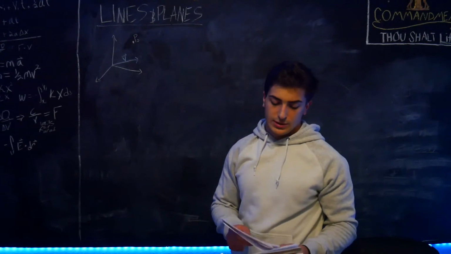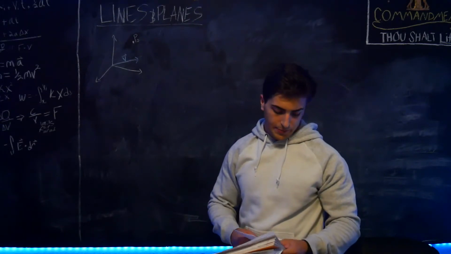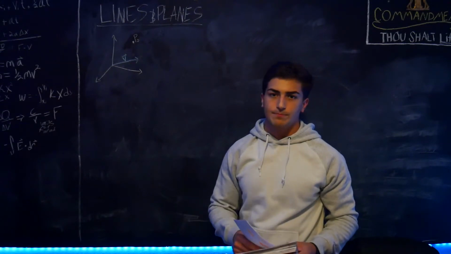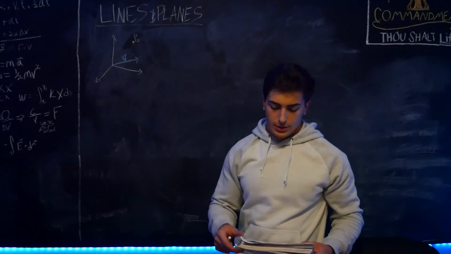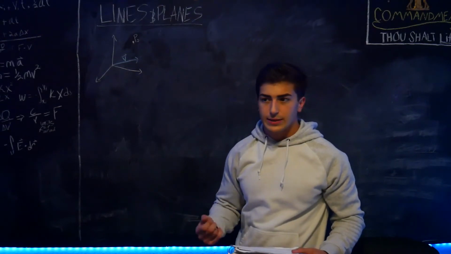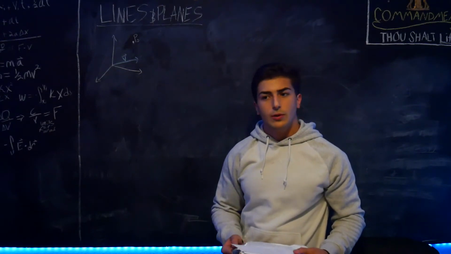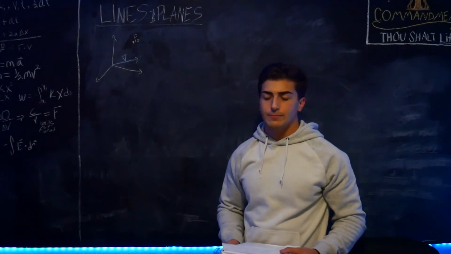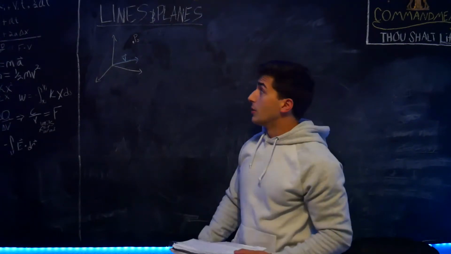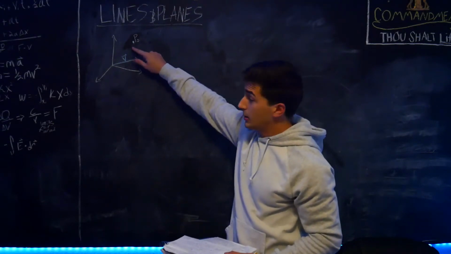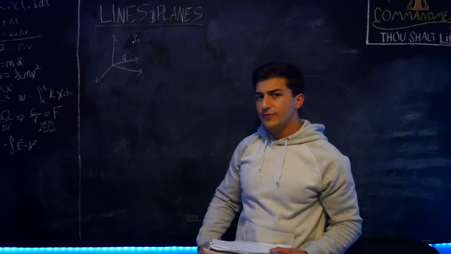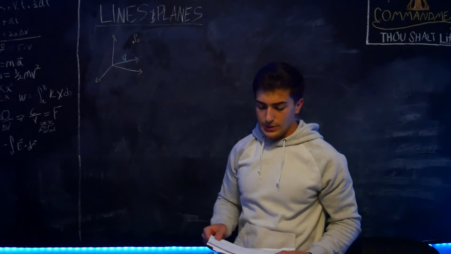Pause the video once I ask this question, try to answer it yourself. What do you need to define a unique line? Okay, either 2 points or 1 point and a slope. Well, we don't have slope in 3D. In 3D we have vectors. So what are we given here? We're given a point and a vector. So to define a unique line, we have everything we need.